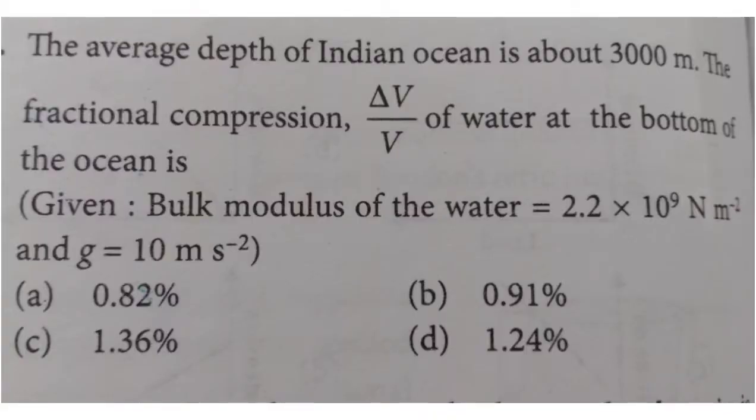The fifth question is, the average depth of the Indian Ocean is about 3000 meters. The fractional compression of water at the bottom of the ocean is: given, bulk modulus of water is 2.2 into 10 raised to 9 Newton per meter square, and gravity is 10 meter per second square. Option A, 0.82%, option B, 0.91%, option C, 1.36%, and option D, 1.24%. The correct answer for the question is option C, which is 1.36%.